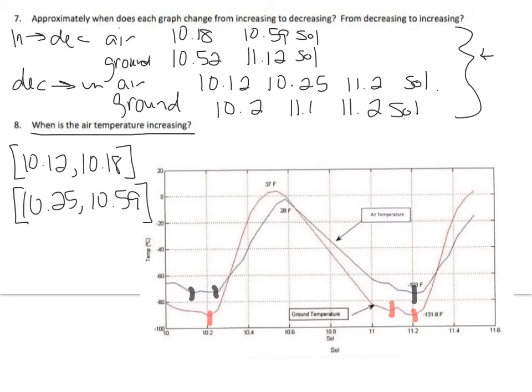And then one more interval. I have 11.2 to the end, where we stop reading it, 11.5, because we don't know what happens after 11.5. All right, I'm going to need this information for number 9, but you should have it written down, so I'm going to move to the next slide.